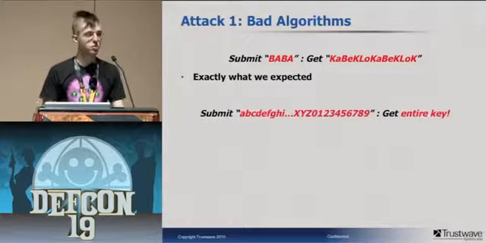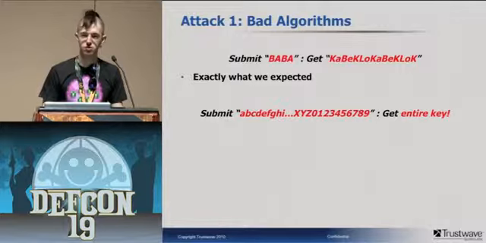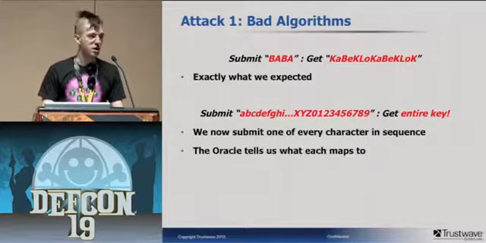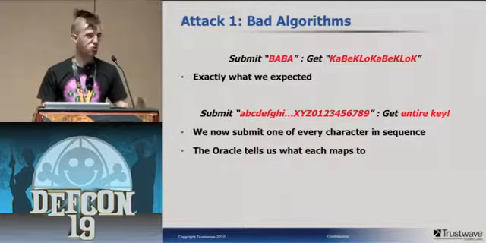So next thing we'll do is just submit every character, and we get back the entire key. So we see what every character is substituted to. So this is a trivially weak cipher, and the Oracle has helped us just totally destroy this cipher.